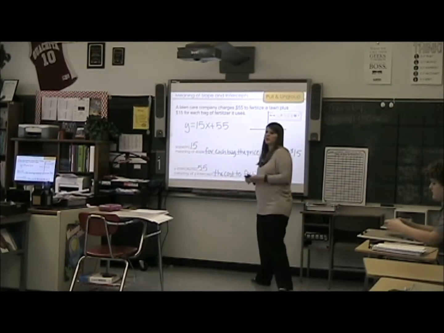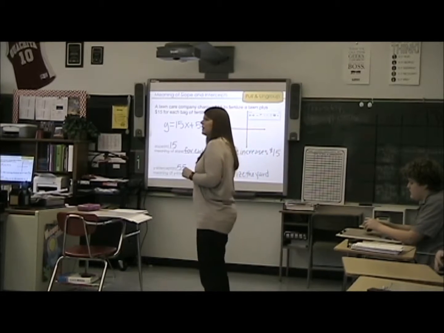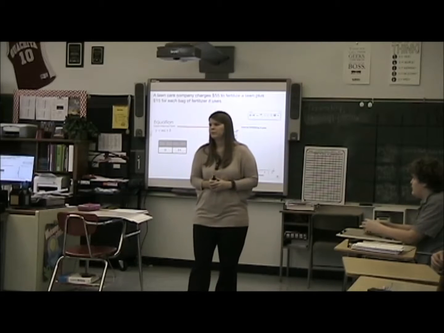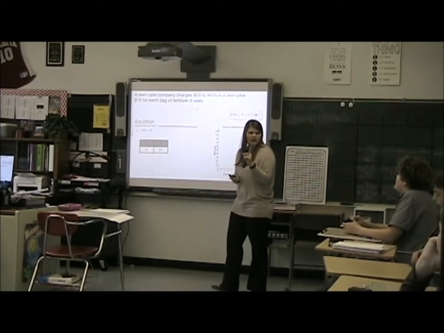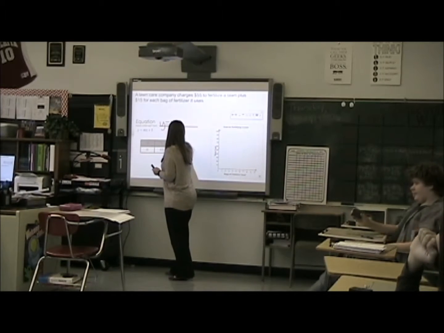Okay, do y'all have any questions on this? Okay, so now what we're going to do is create a table of values and graph this scenario. So let's go back. What was that equation we came up with? y equals 15x plus 55.